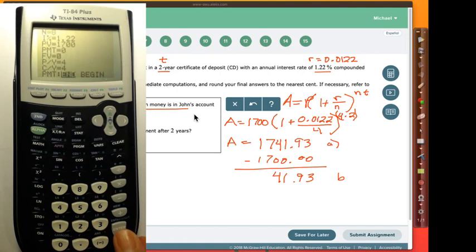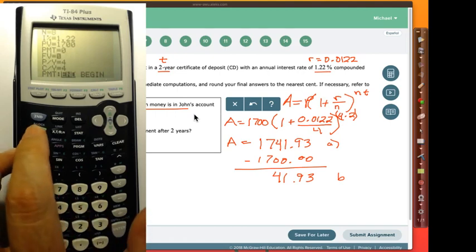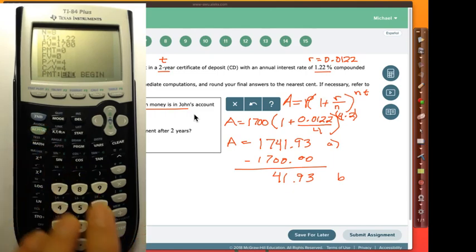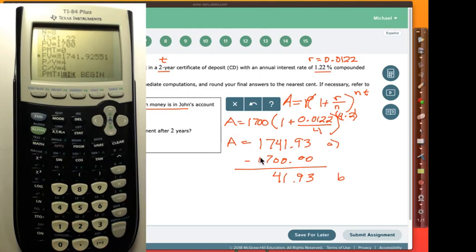So I want to use the enter key as a solve. So to do the green thing, I have to hit the green button. So I do alpha, enter, and notice it's solved on there. And it got exactly the same value we did, 1741.93 if we round it up.